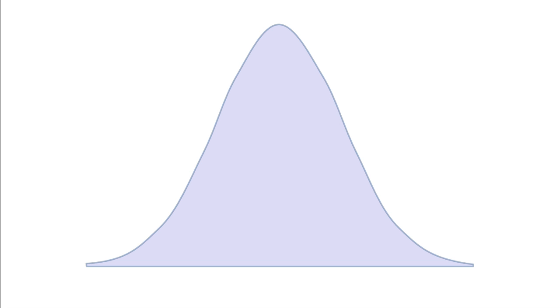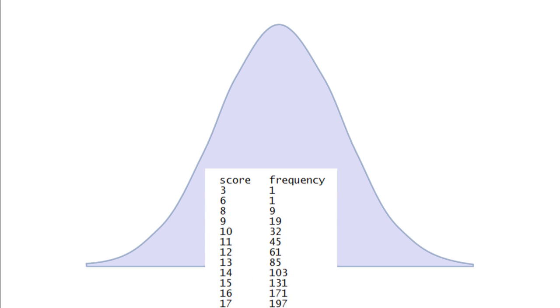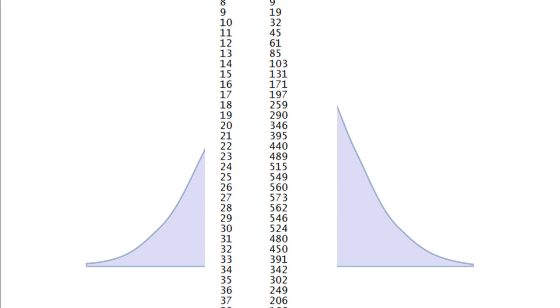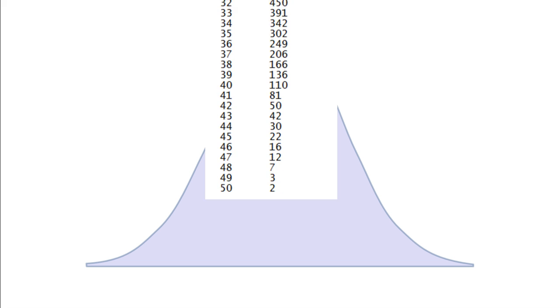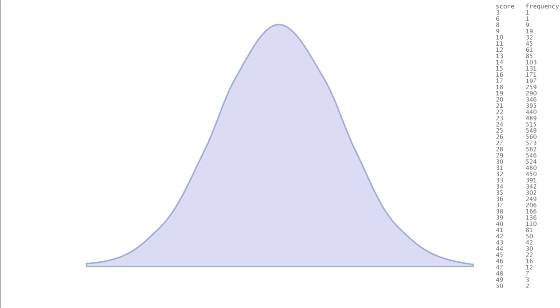So what do they mean, and how do we derive them? Let's look at some raw scores from an assessment. Here we have a list of scores alongside corresponding frequency, that is, the number of students who got a particular score. There are 10,000 students in this cohort. What happens if we plot these data?